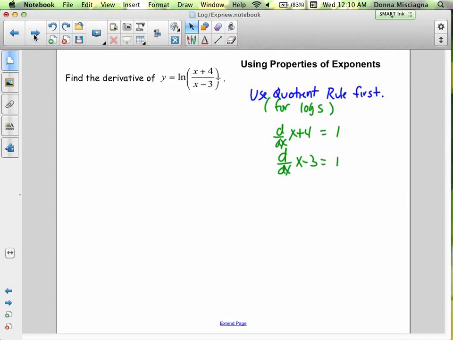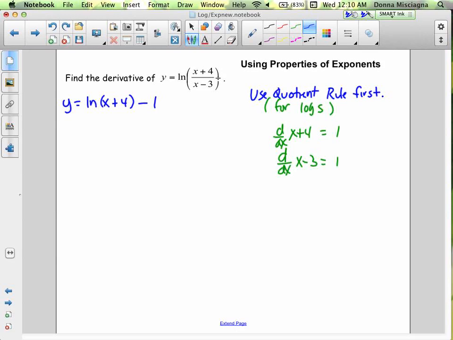Again, this is one where we definitely want to use the properties of exponents first. So we're going to use the quotient rule for logs first. That will make this much better. So this is y equals natural log of x plus 4 minus natural log of x minus 3. This is natural log, so it doesn't need the natural log of the base. And the derivative of x plus 4 and x minus 3 is just 1. So our derivative, dy/dx, is going to be 1 over x plus 4 minus 1 over x minus 3. That's it. Not too difficult.